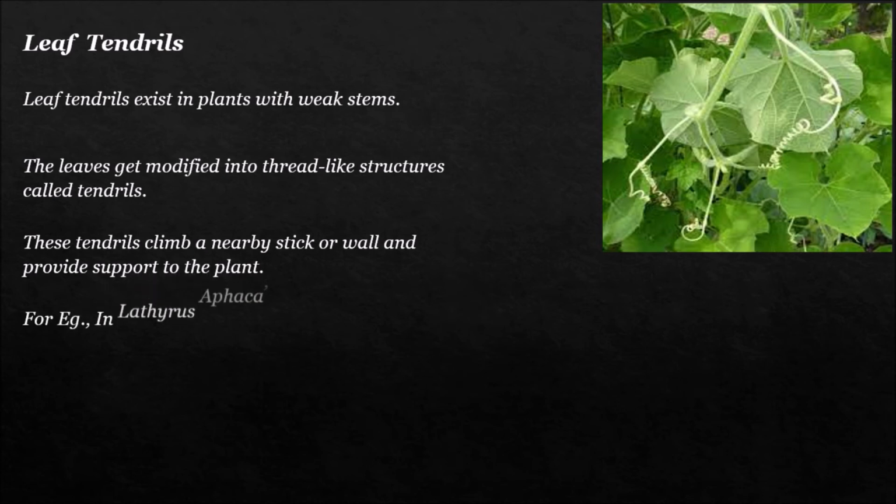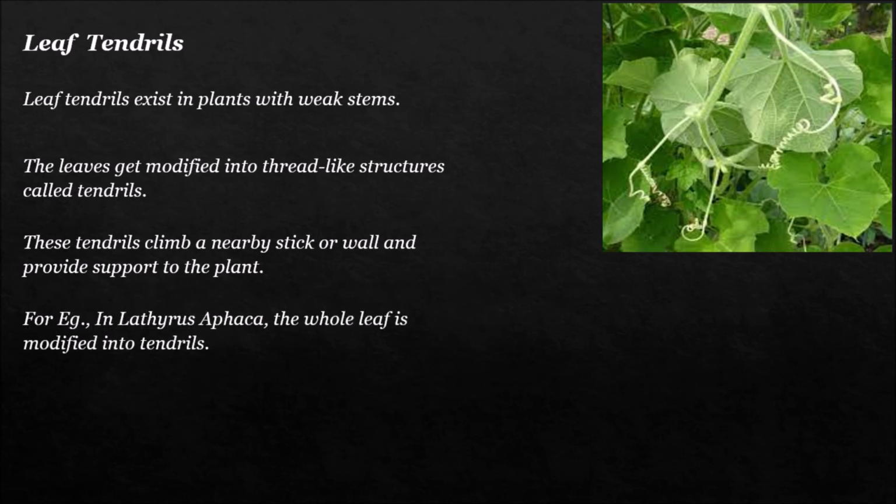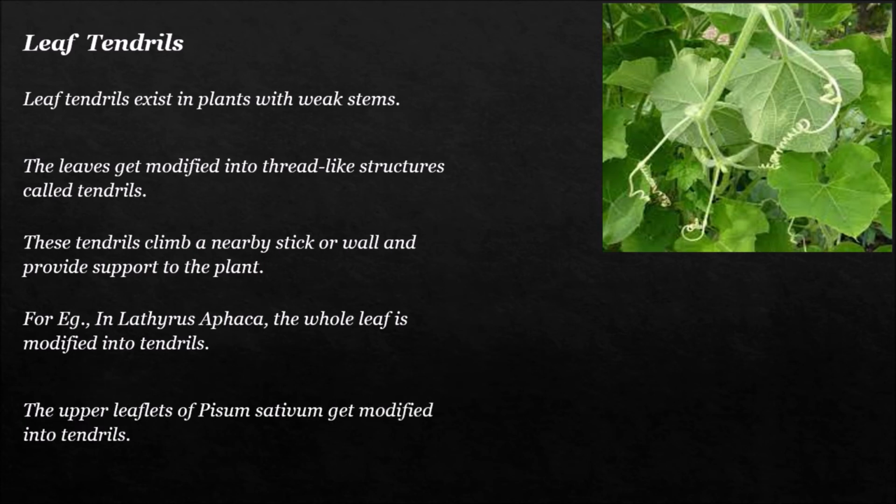For example, in Lathyrus aphaca, the whole leaf is modified into tendrils. The upper leaflets of Pisum sativum get modified into tendrils. We have two examples here. In Lathyrus aphaca, the whole leaf is modified into tendrils. So when they ask which is the example for whole leaf modification into tendril, it is Lathyrus, and the upper leaflets of Pisum sativum are developed into tendrils.